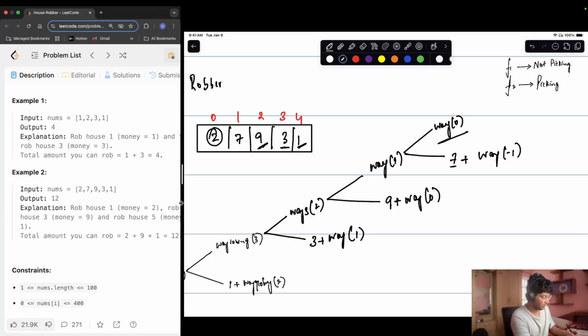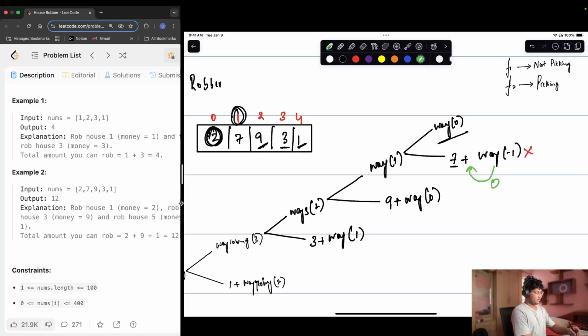Because I picked 7 and I can't pick 0 because I've already picked array of 1, right? 7 is nothing but array of 1, right? So I cannot pick 0, so I have to go to the element that is 2 houses away from 1. So ways of -1 is just going to return 0, right? So I'm going to return back 0 over here.